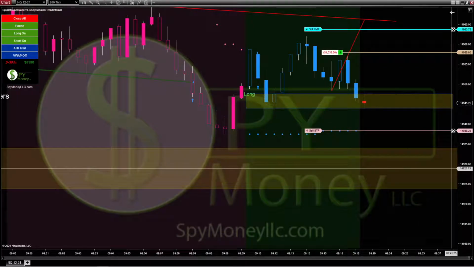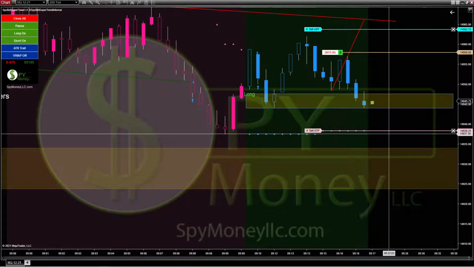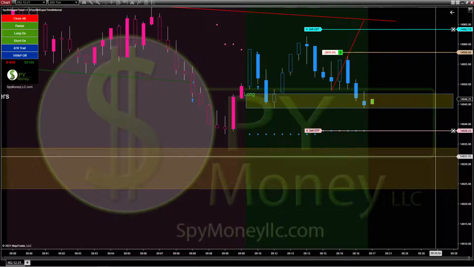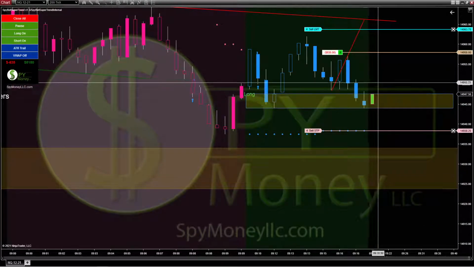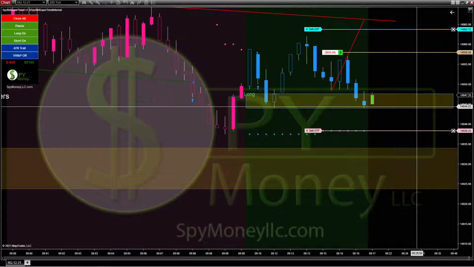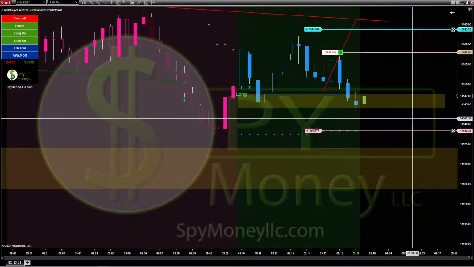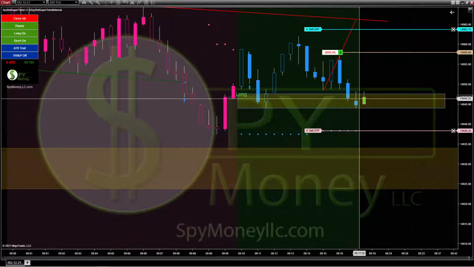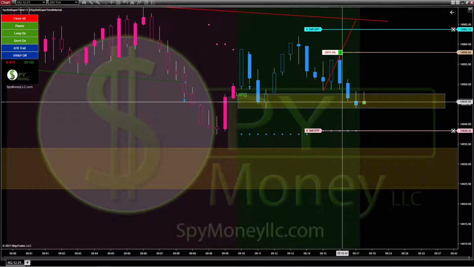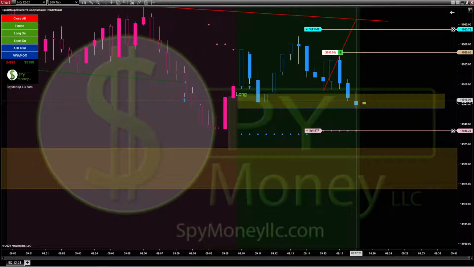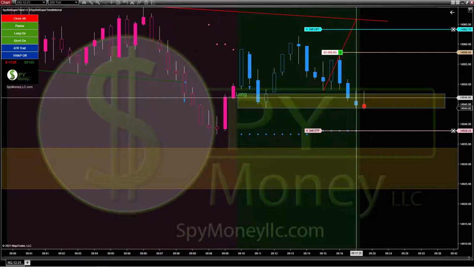There's our battle zone. We get below that, we're going to hit stop. We break above this and keep on going, we should go up there and hit our target. But that's our battle zone right there. This is where the buyers and the sellers, supply and demand is. They're fighting it out. Whoever's got the most money is going to win on this one.